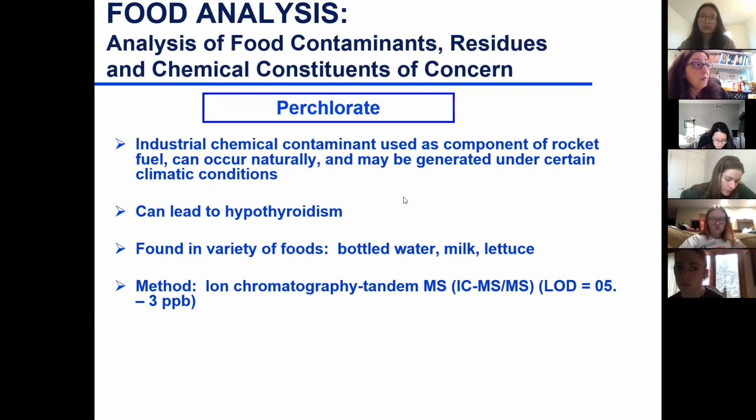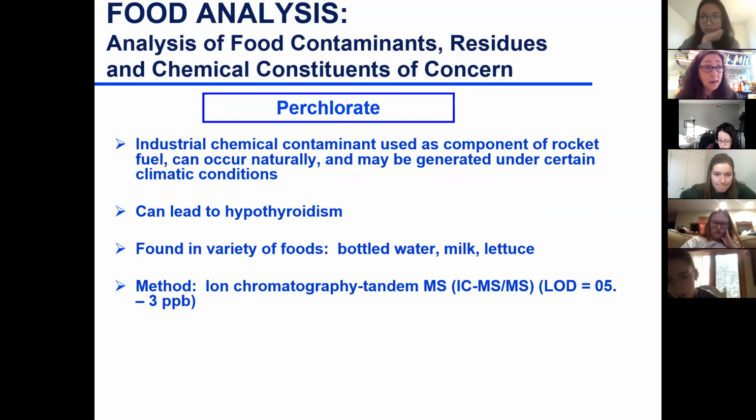Perchlorate, the last one I have here, it is actually a byproduct of rocket fuel, and it can reach water and milk through the cow consuming some of the grass that might have this contaminant. And it has been reported to be found in lettuce as well. So LCMS/MS is a method for detection. So that's all for contaminants.